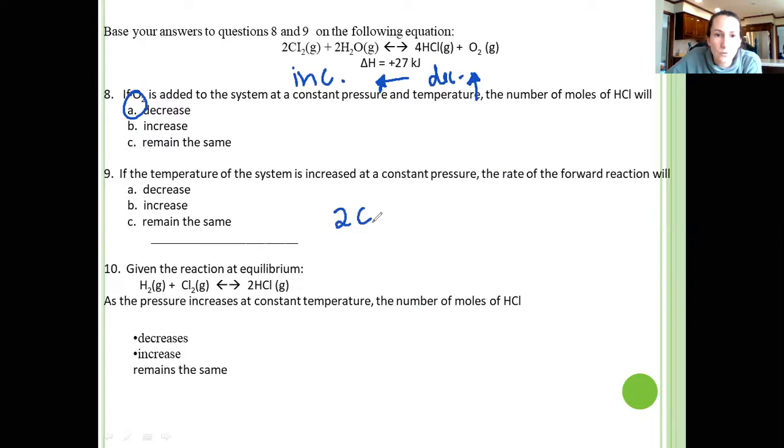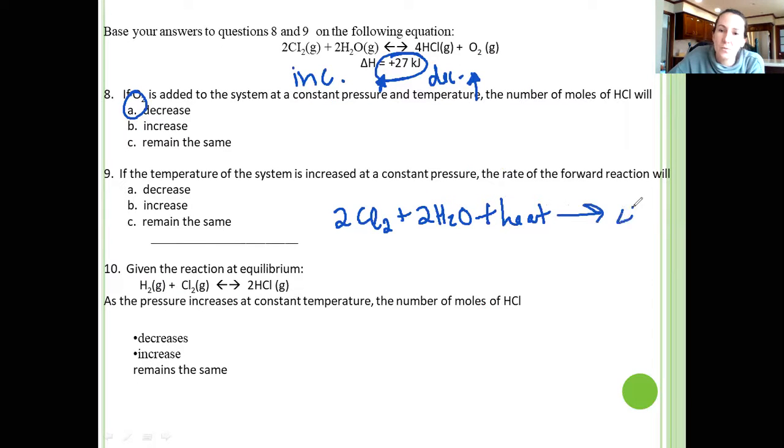If the temperature of the system is increased, the rate of the forward reaction will blank. So I think this should be Cl2 plus 2H2O. Since this is a positive delta H, this is heat. So plus heat yields 4HCl plus O2. Since I'm increasing the temperature, it is going to favor production of the products. So that is a right-hand shift. That means the forward reaction goes faster.